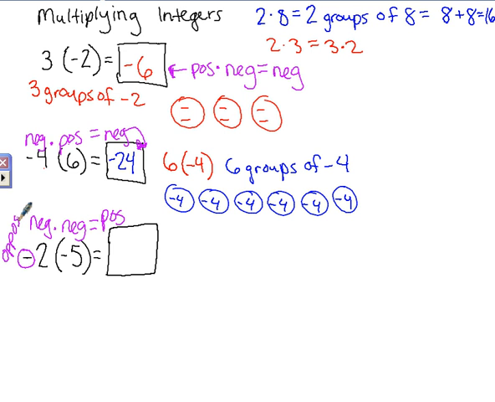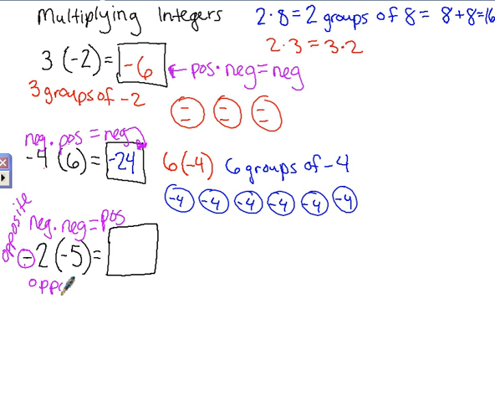opposite. So, if we covered up the negative sign, we would have 2 groups of negative 5. Because the negative sign is there, we say, I don't have 2 groups of negative 5.